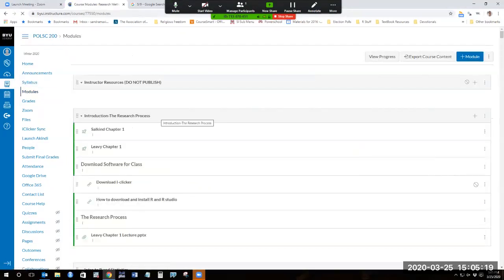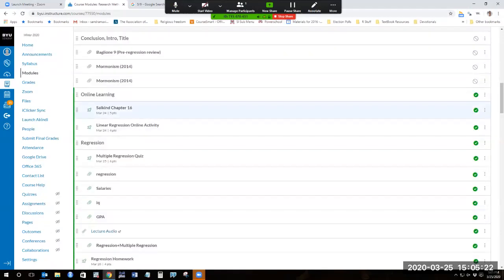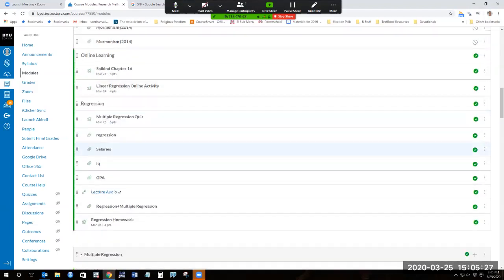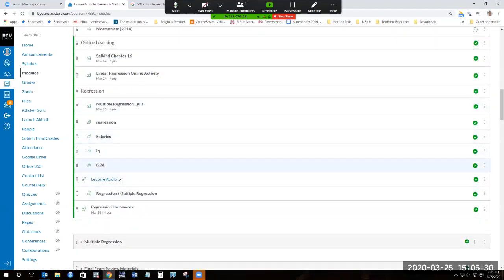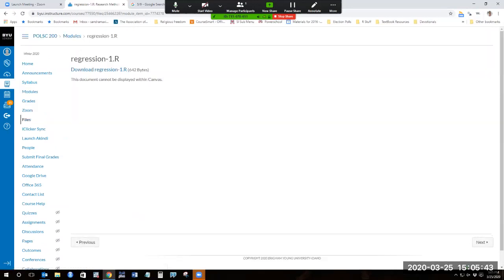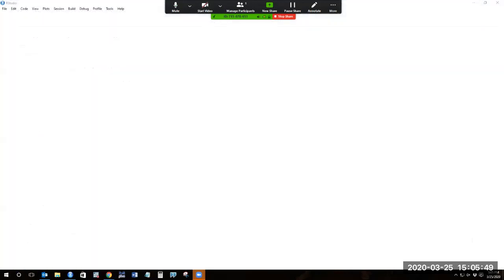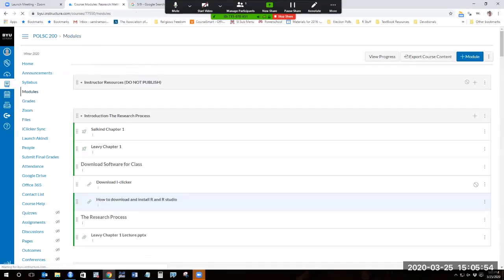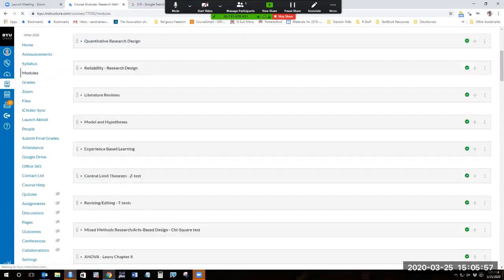So you go to modules, then you scroll down to Baglioni, Chapter 9, Intro to Regression. In the Regression tab, here you'll see this thing that says Lecture Audio. You can just follow along with these PowerPoint slides in the lecture audio. You'll need each of these data sets. I've downloaded them to my computer before. This is R code that we're going to use. So when I click on that, it'll just open up RStudio for me. And then I'll get the lecture slides just to kind of walk through so you can see what's happening.